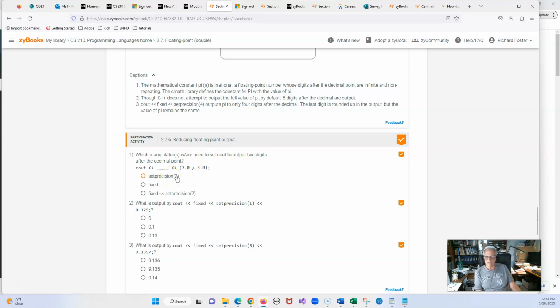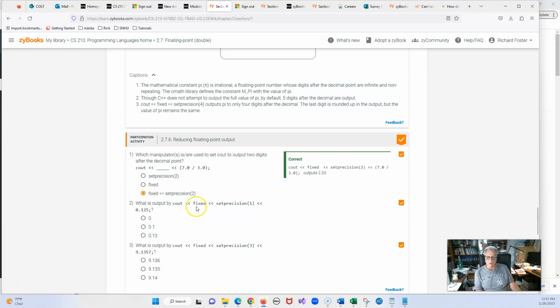And this is why I'm taking the time to go through this stuff, so that you read and thoroughly understand. In order to use set precision properly, you want to have at least one fixed statement in here. And then you can have set precision. You can change set precision, but you only need one set fixed. And we're going to click on this and see how that works.